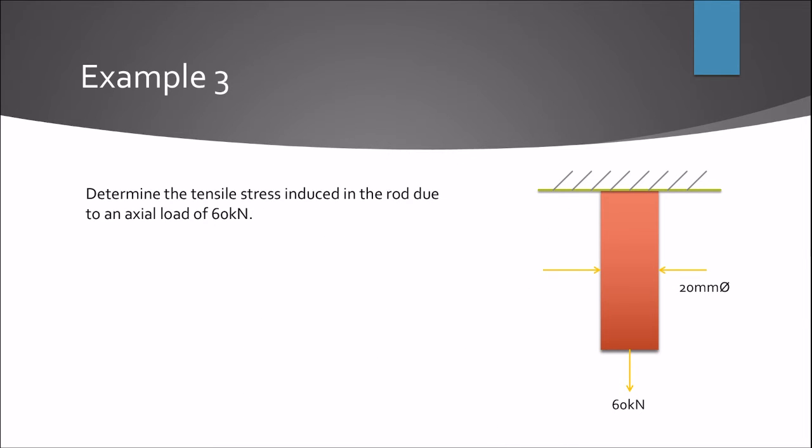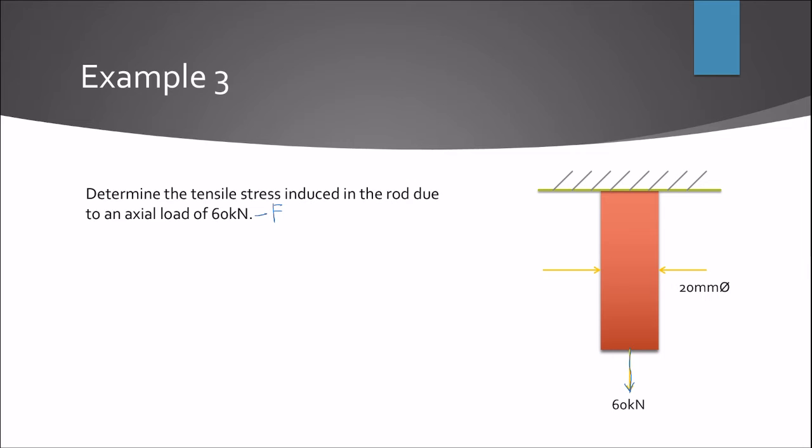Next, we look at example number 3. Determine the tensile stress induced in the rod due to an axial load of 60 kilonewton. Given the force is 60 kilonewton. We have the formula, which is sigma equal to F divided by A. So we have the F, but the area that we need is the area of the rod cross section, sebab dia perpendicular to the surface.